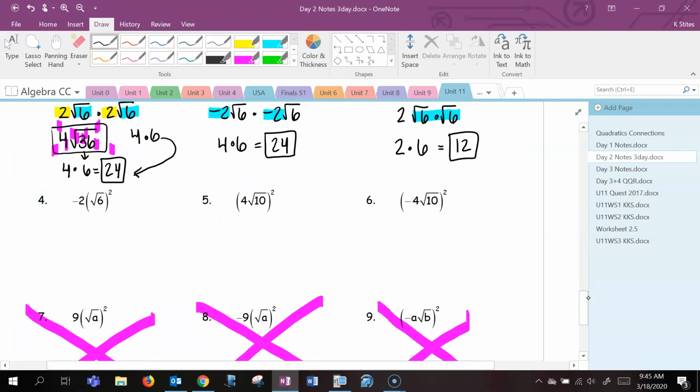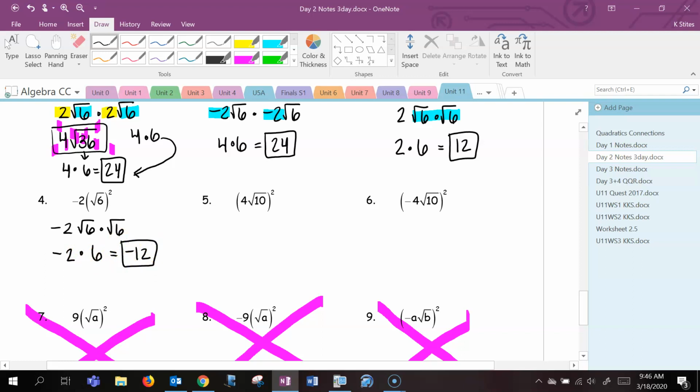Okay, 3 more. Squared is only with the root 6, so the root 6 is what I write twice. Root 6 times root 6 is just 6. -2 times 6 is -12.